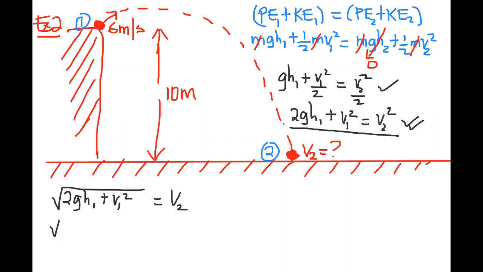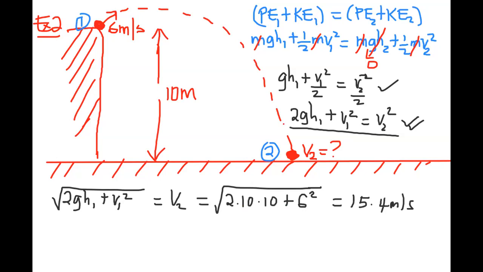Then I can substitute the numbers. I will keep the units. Let me say the square root of 2g, I'll take it as 10 without the units. I just want to save time here. h1, that's the height, was 10 meters. Then plus initial velocity 6 squared, that is v1 squared. Now this should give you about 5.4 meters per second. So this will be the striking velocity this time around.